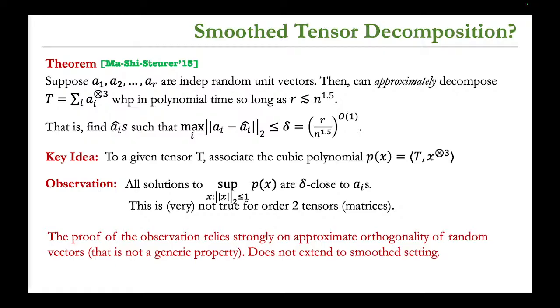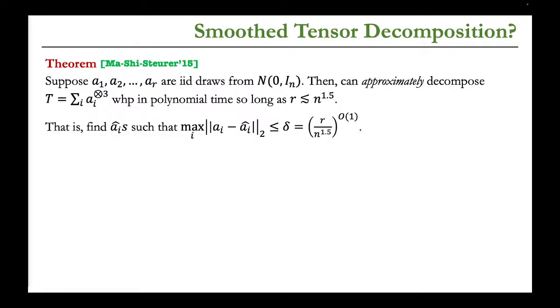And there's a very simple reason. The proof of this main observation relies extremely strongly on the vectors being approximately orthogonal, which is a property of random vectors, but it's not a generic property. You can't hope for vectors to have it if you just perturb them a little bit. So the whole thing is kind of dead in the water. Now I want to tell you why it's not, and that's the last thing I'll do.